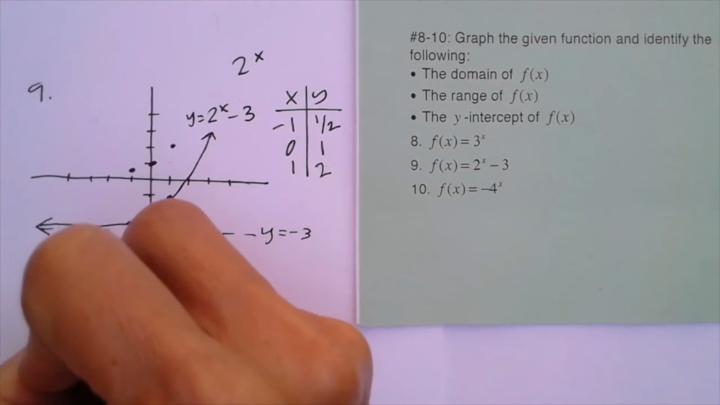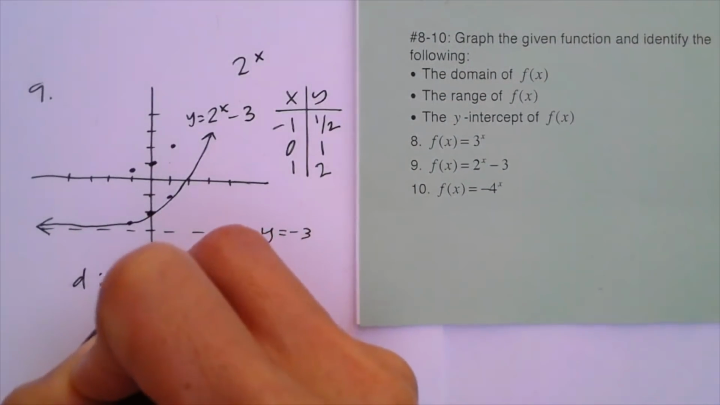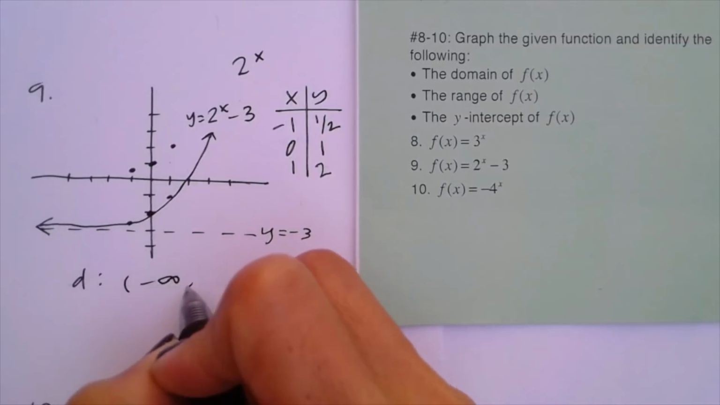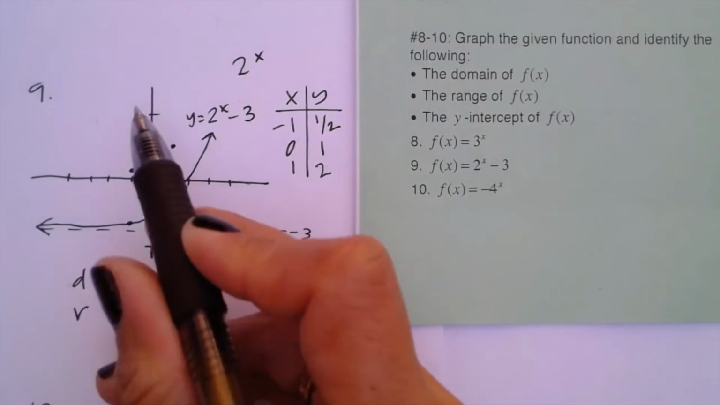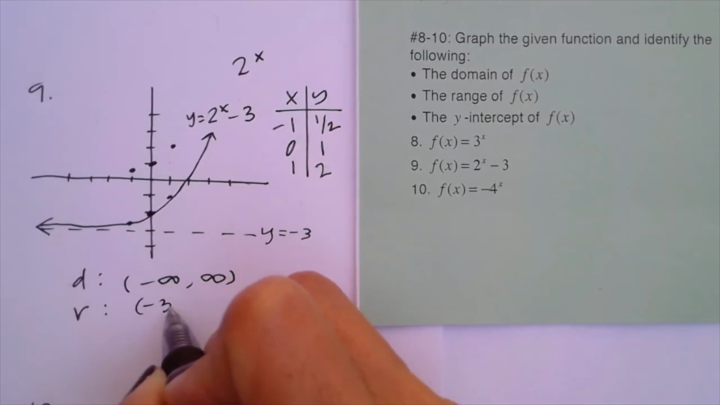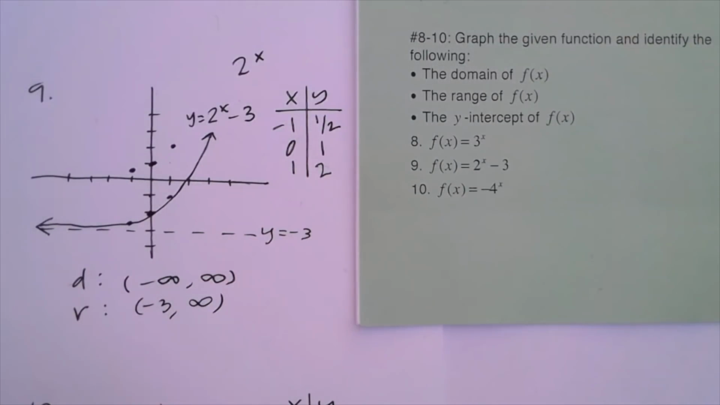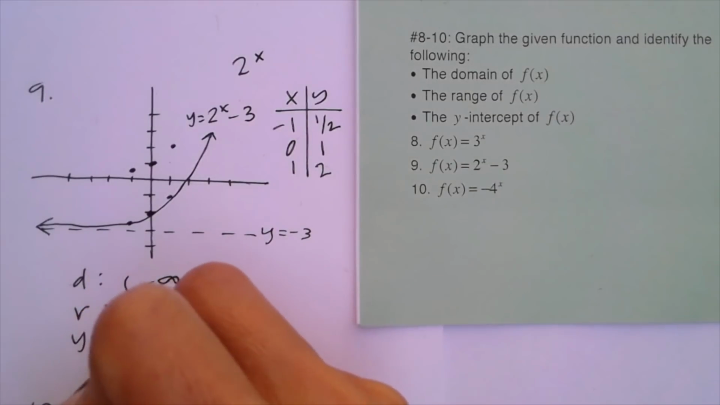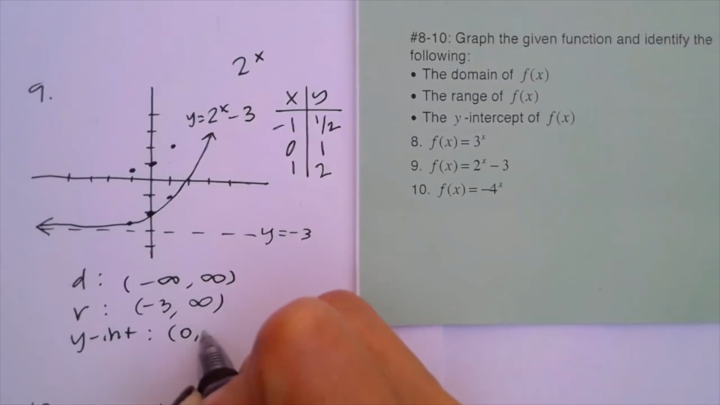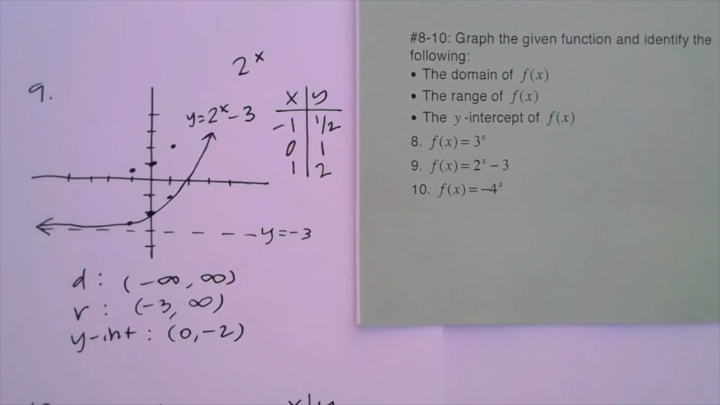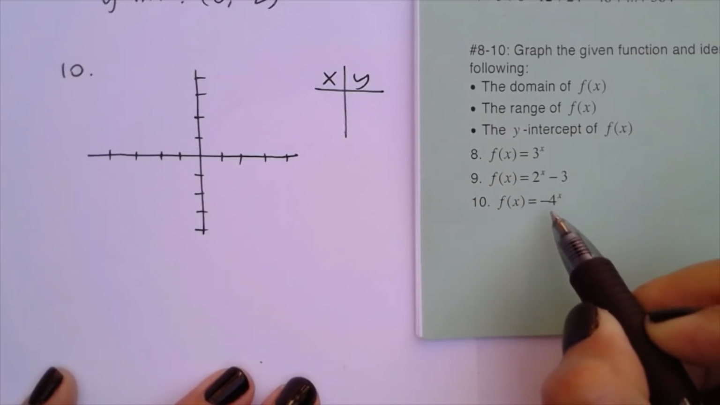And domain doesn't change. You're still going from -infinity to +infinity. The range is all values above -3, so we'll go -3 to infinity. And then finally your y-intercept is hitting right here at 0, -2.